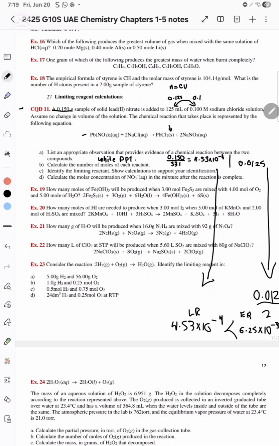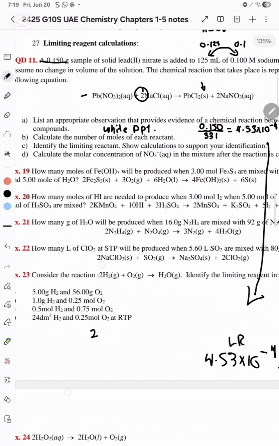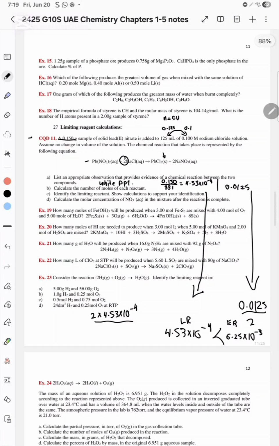Now calculate the molar concentration of NO3 aqueous in the mixture after the reaction is completed. So what we have to do is follow very closely. You have to multiply the moles of the excess times the limiting reagent, the limiting ratio we call it. This is called the limiting ratio. So multiply them, so you get 4.53 times 10 power negative 4. And then you divide it by the excess ratio. The excess ratio was 100, or no, wait.